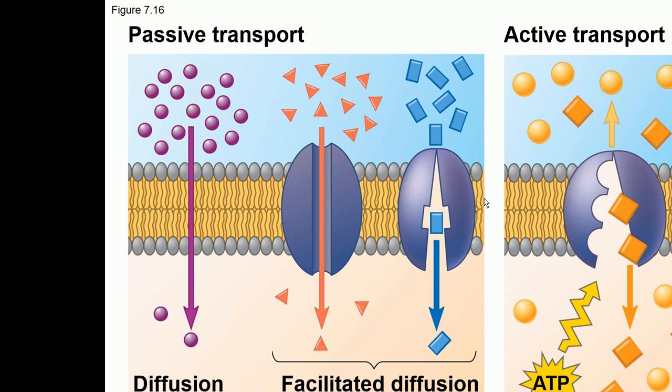This is active transport. In active transport, there is the movement of molecules from low concentration to high concentration, which is against the concentration gradient. So this process needs carrier proteins as well as energy, and that energy comes from the hydrolysis of ATP.